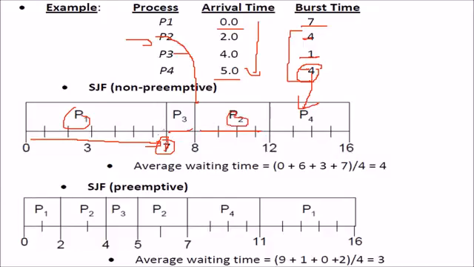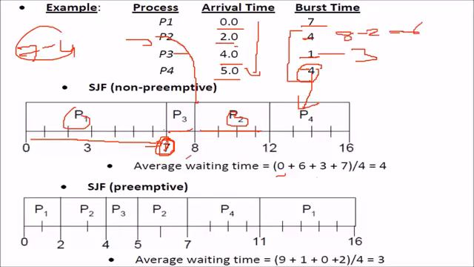See, P3 has got the execution or the CPU time at 7, but P3 has arrived just at 4. So 7 minus 4, 3 will be the waiting time for P3. P1 is 0. Now how about P2? P2 has come at 2 and it has got time at 8. So 8 minus 2, that is 6.